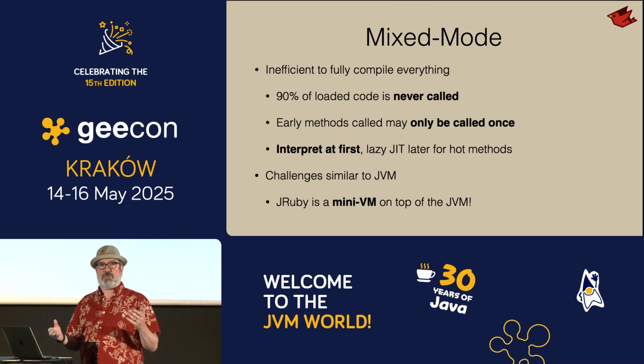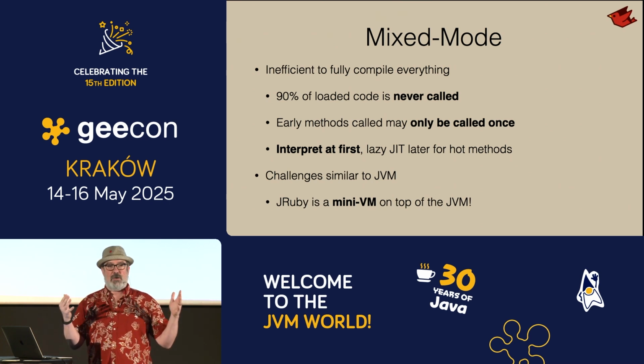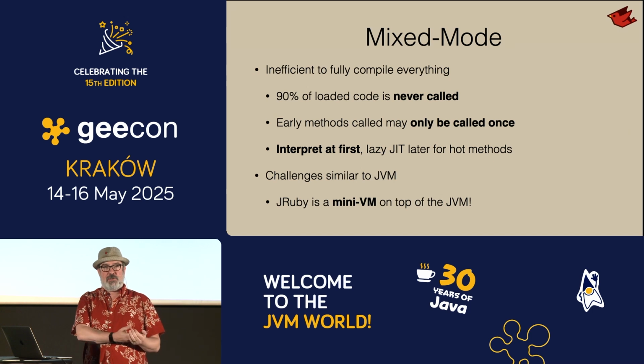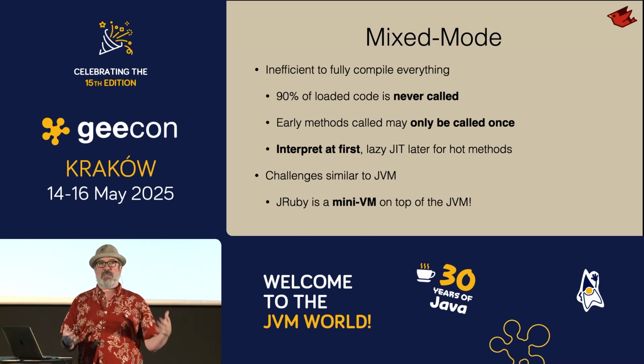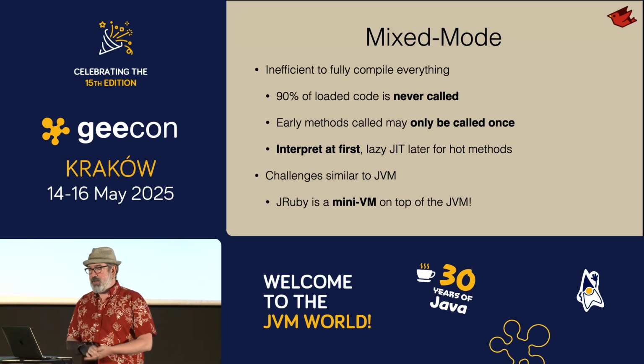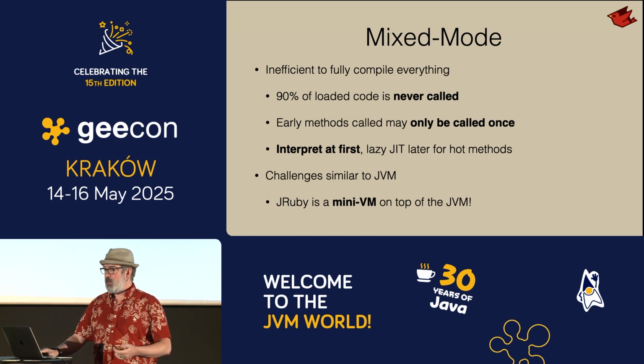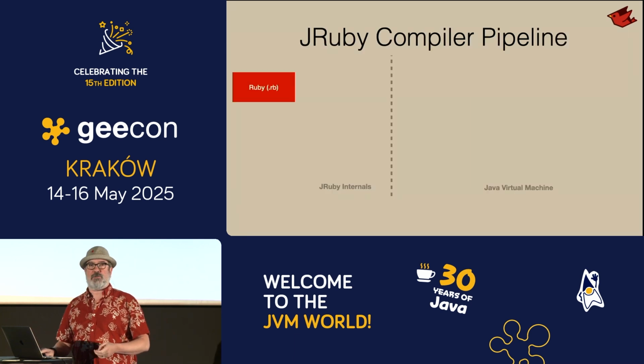So our choice was to interpret code at first, originally using the abstract syntax tree, now compiling to a simple bytecode format we have, and then lazily JIT compile into JVM bytecode later when we see that methods are hot. A bit more graphical view of this.